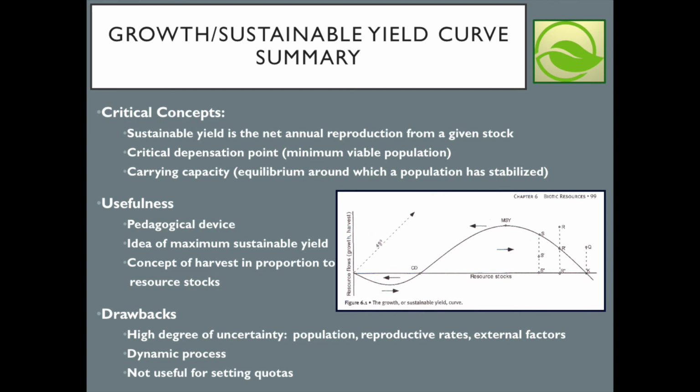There is a high degree of uncertainty. For example, the population and even reproductive rates are hard to identify, and there are many external factors that impact reproduction rates as well as the population. And finally, it is a dynamic process, and it isn't always very useful for using this tool in setting quotas. We will talk a lot more about this in Chapter 12.